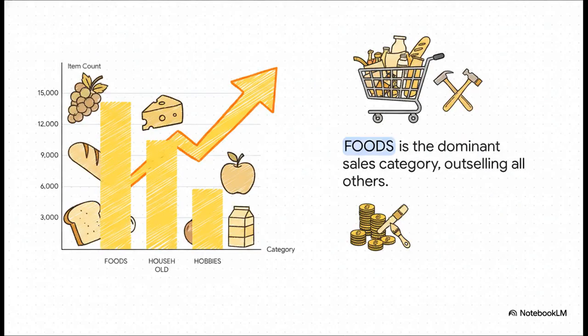And we see another huge pattern when we look at sales by product category. One category, foods, absolutely dwarfs the others. I mean, it outsells household and hobbies combined, easily. This is a massive insight. It means the overall sales trend is probably being driven by groceries. So any model we build has to get that part right.